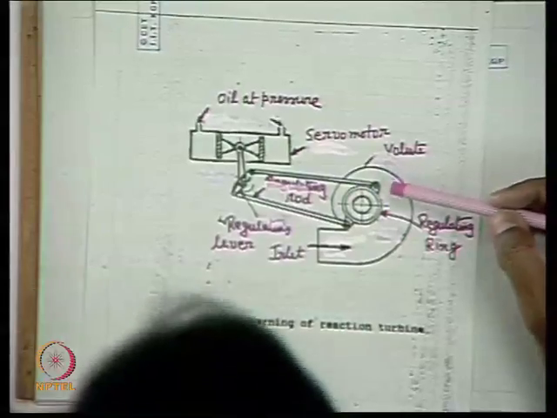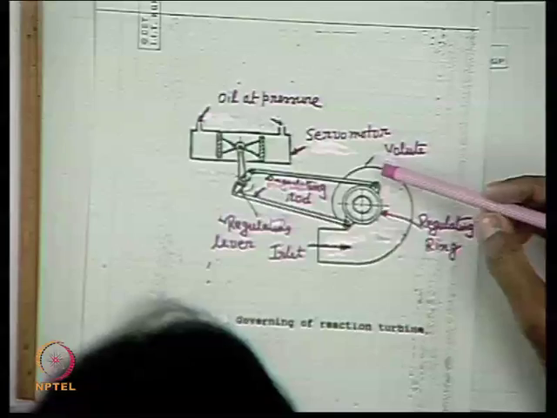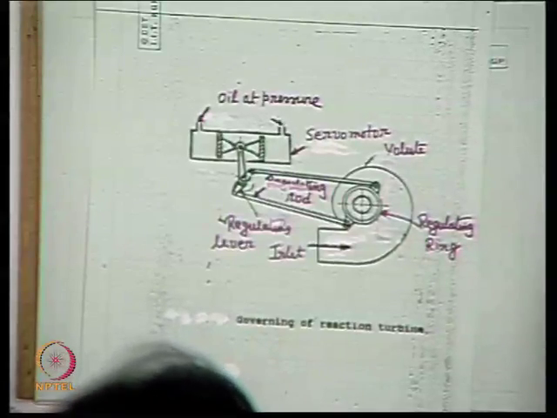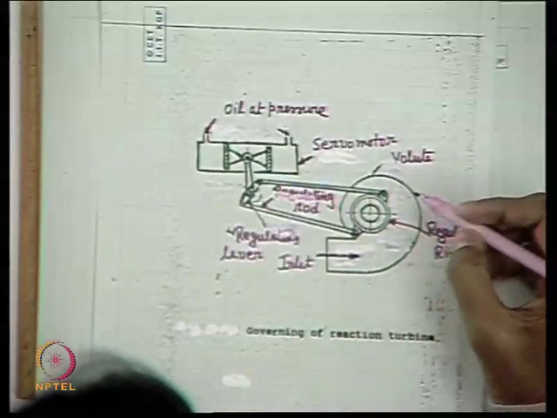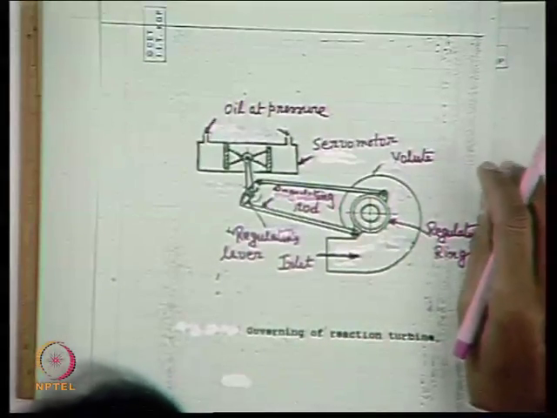This is done in a reaction turbine by changing the gate position, or changing the positions of the guide blades or the guide vanes or the wicket gates, so that the flow rate to the turbine is altered by changing the gate openings. How is it done? I have already told you earlier that the wicket gates or the fixed vanes of the turbines are pivoted so that they can be rotated, they can be moved.